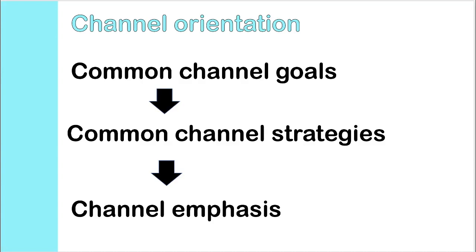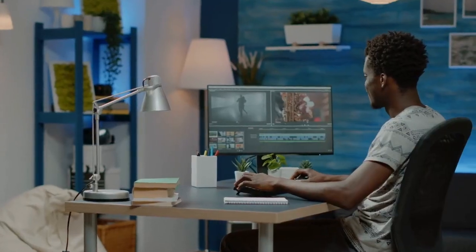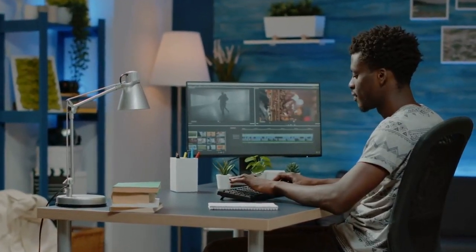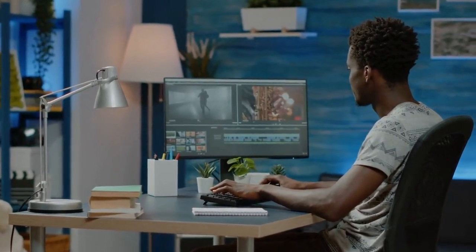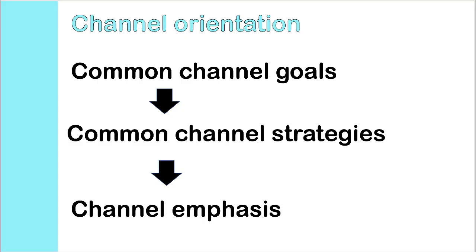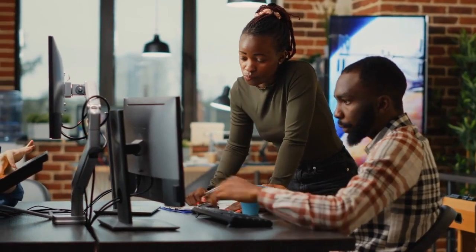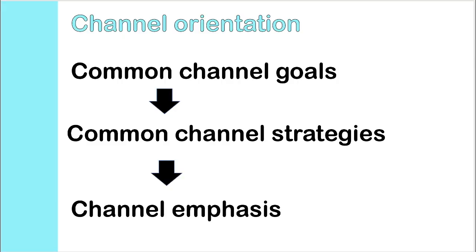The first thing you're going to do is come up with your common channel goal. There's a number of channel goals out there, and you're going to choose the number one channel goal that fits what you want to do with your channel. After that, we're going to look at the different types of strategies that each of the channel goals use. And then from there, we're going to decide what we should emphasize and what we should de-emphasize in our videos when we start up our channel.